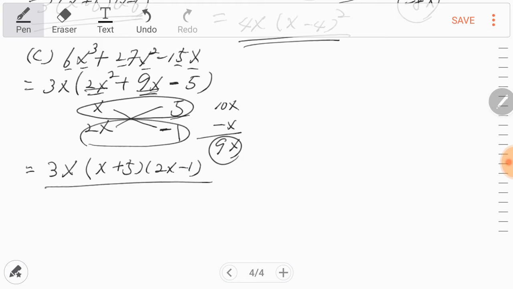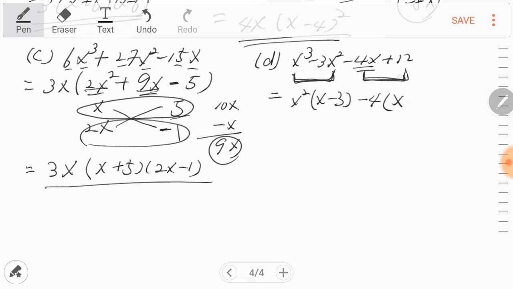Okay, and let's try letter D. There are 4 terms instead of 3. If there are 4 terms, what do we do? We can try factoring by grouping. There is no common factor, so we can directly do factoring by grouping. The first 2 terms have a common factor x squared, so x minus 3. The second group has a common factor negative 4, so change the sign: positive 4 times x minus 3, changing the sign of the second term.